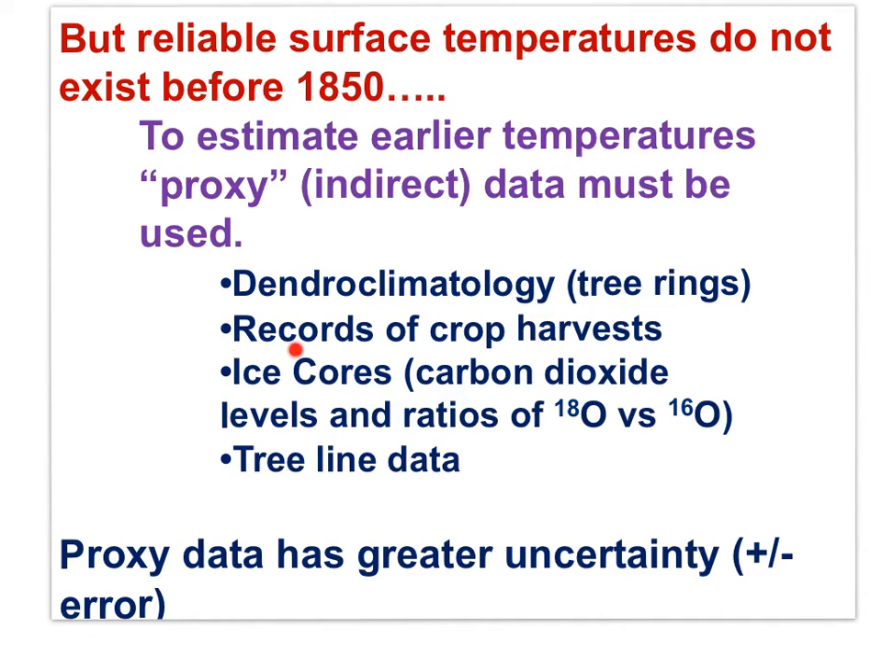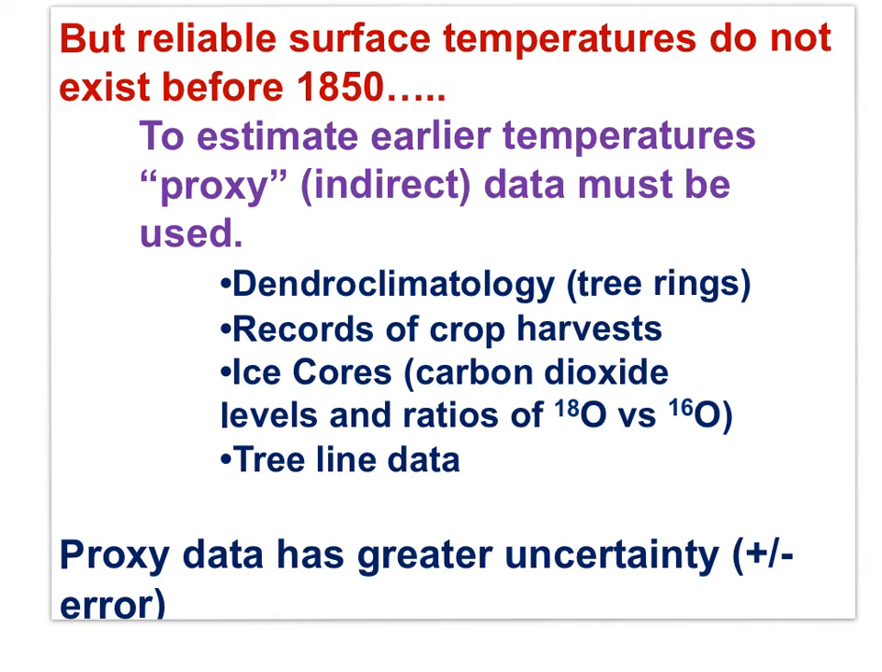Secondly, we have human records of crop harvests, good years and bad years, and we can interpret that with respect to the Earth's temperature. And thirdly, we have ice cores that provide data stretching back 400,000 years plus, and we can measure levels of carbon dioxide in bubbles of air trapped in the ice, and from those levels of carbon dioxide, we interpret temperature. And lastly, we can look at tree line data along mountain slopes.